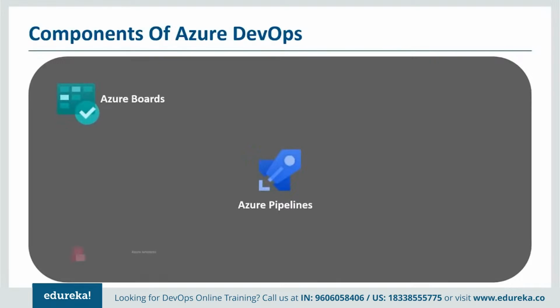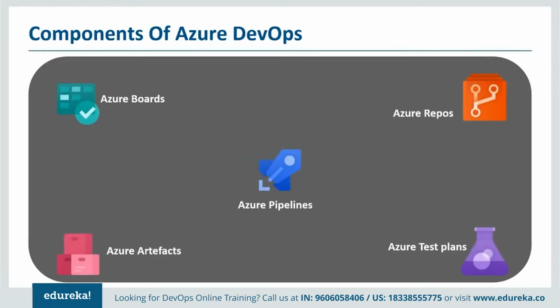So there are 5 different components which are available as part of Azure DevOps. First thing that we need to know is about Azure Boards. There are people who come from the Scrum background. They are coming from the project management background. They know how to create features, epics, stories, tasks, and all that stuff.